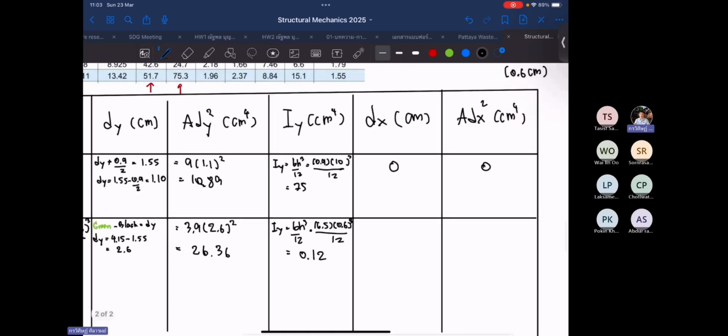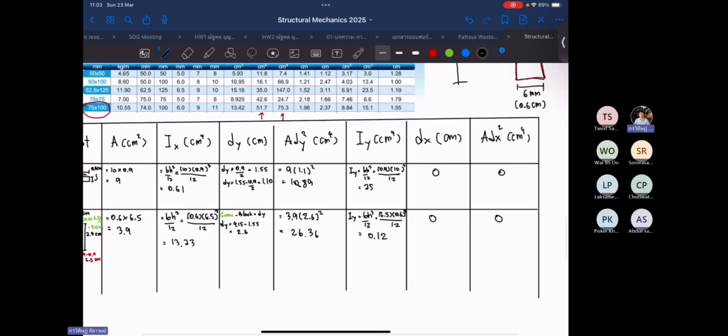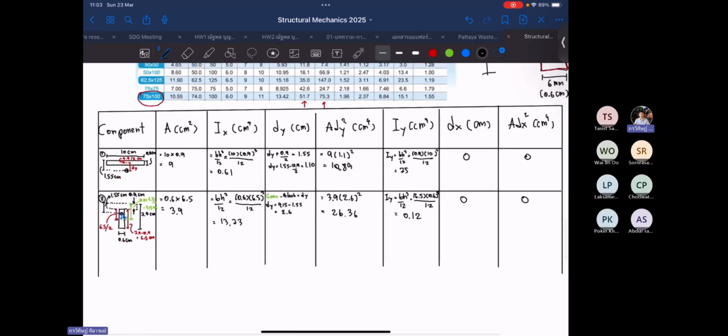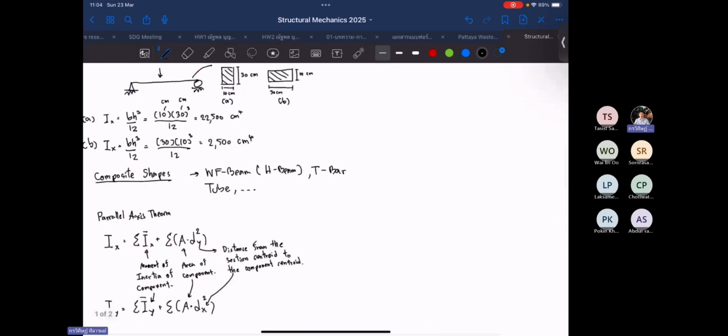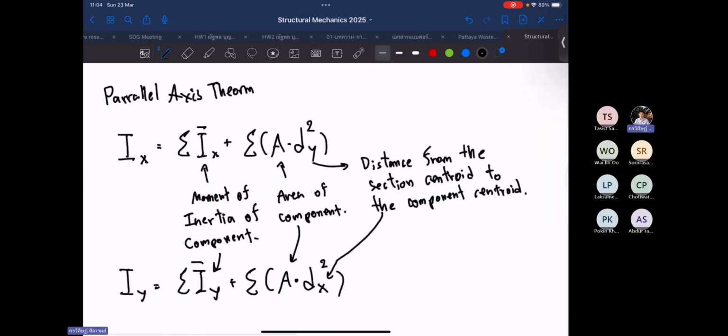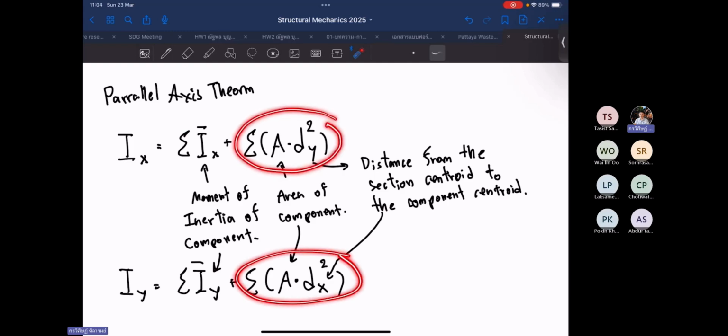And again, this shape is symmetric in y direction, so there is no difference in the x. So let's put 0 here. Then we can find out the summation of the parameters we need to know. Recall, we need the summation of moment of inertia in x and in y direction, and the summation of A dy squared and the summation of A dx squared.